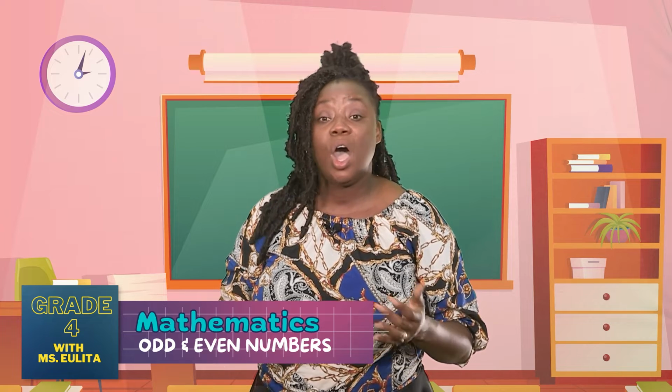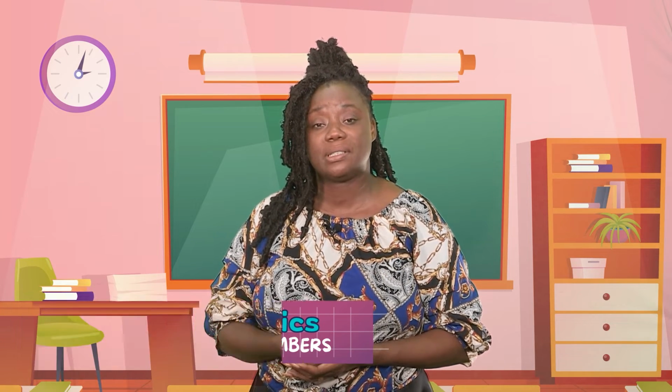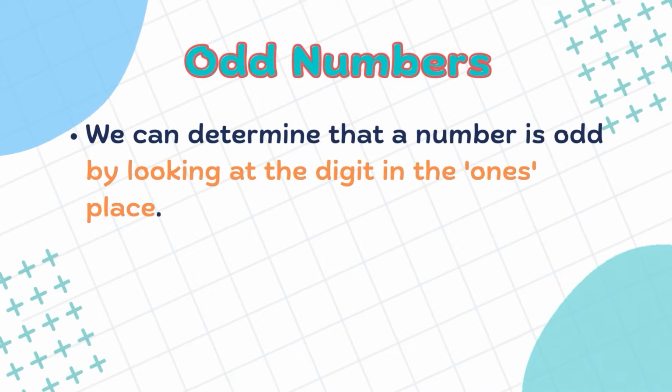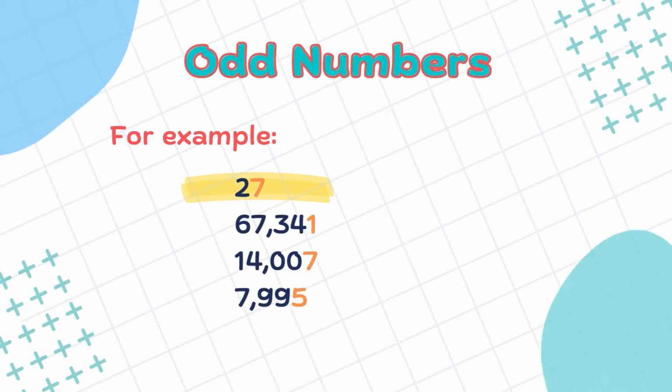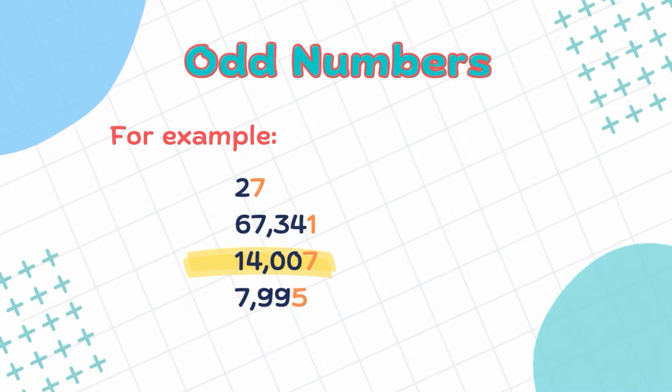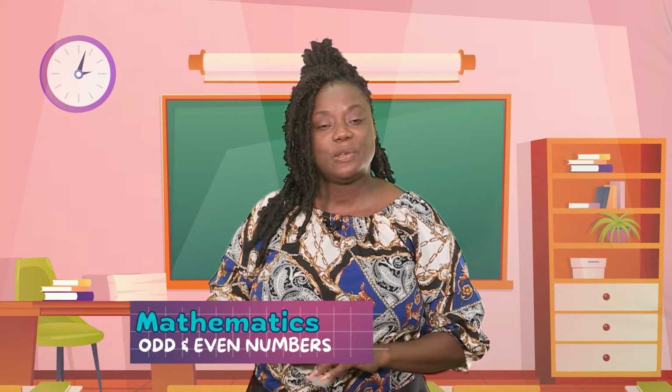Let's examine how we can identify odd numbers. We can determine that a number is odd by looking at the digit in the ones column. If the digit in the ones column is 1, 3, 5, 7, or 9, it is an odd number, boys and girls. Let's look at this example. 27. 67,341. 14,007. 7,995.